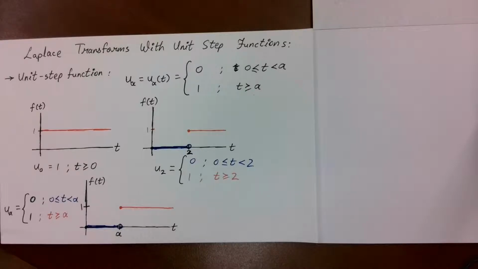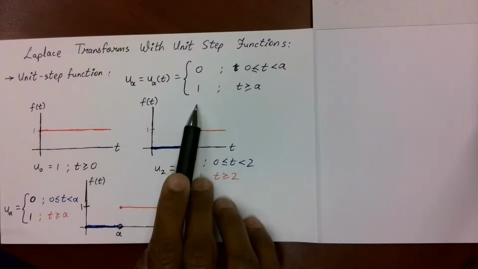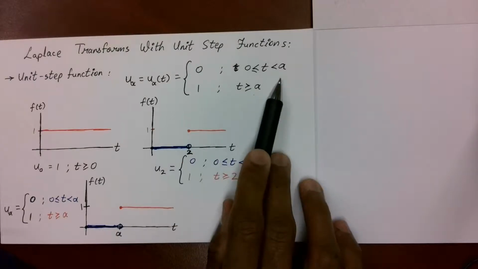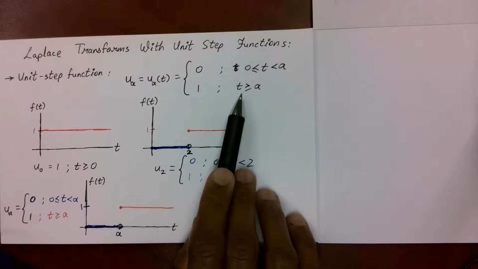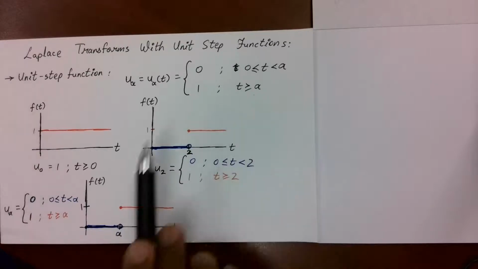So previously I introduced unit step functions and the notation I'm going to use throughout Laplace transforms that will involve unit step functions. Just for a recap, u alpha, which is u subscript alpha, is either 0 or 1. It is 0 for the values of t between 0 and alpha, including 0 and not including alpha. And then the function has a value of 1 after alpha, including alpha.